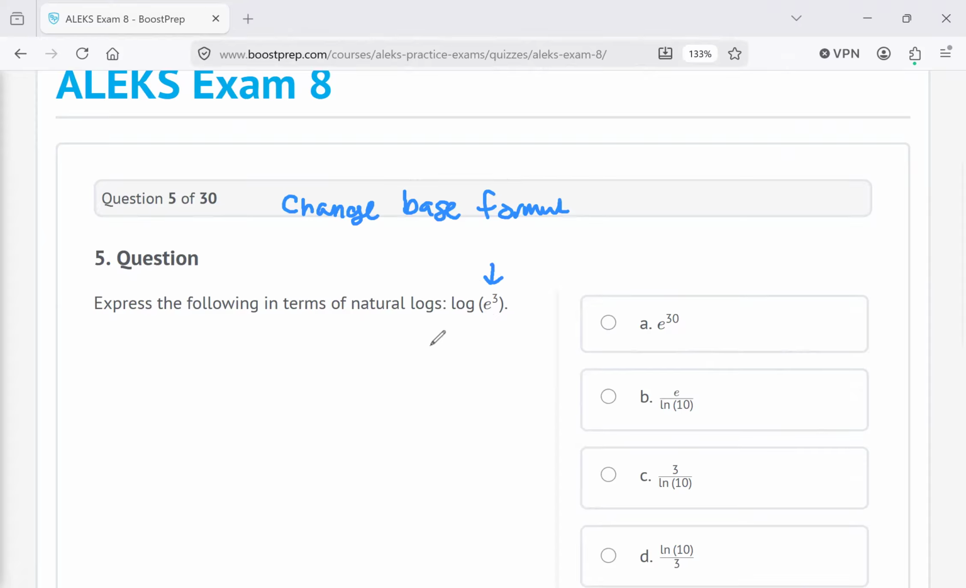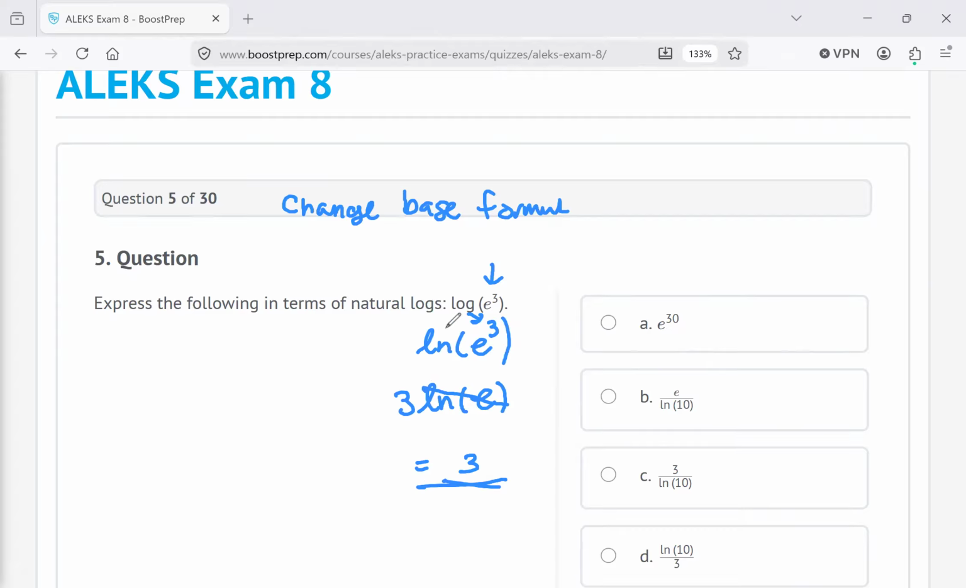So what is the ln of e cubed? Well, when you expand it and you have a power, you put the power in front of the ln or log. So this could be simplified as 3 ln e. And what happens is the ln e cancels, so you're just left with 3.